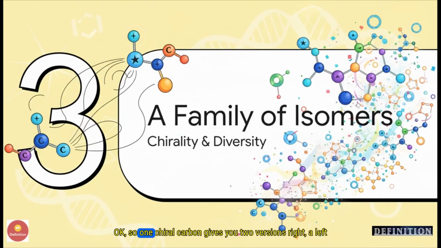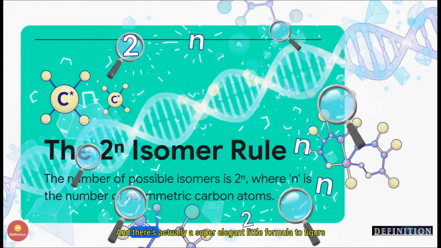Okay, so one chiral carbon gives you two versions, right? A left and a right. But what happens with a bigger molecule, like glucose, that has multiple chiral carbons? Well, my friends, that is when things get really interesting. The diversity just explodes. And there's actually a super elegant little formula to figure this out.